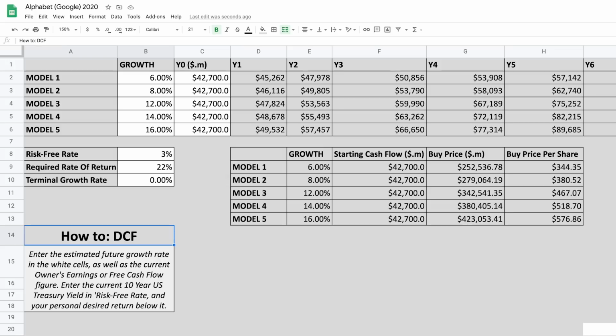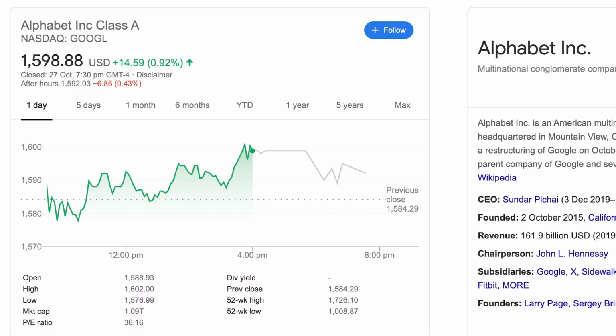So I'm targeting a 22% return. And when I do target a 22% return, you can see that the buy price per share, so the range at which I would be comfortable investing in this company and expect that I can make a 15% or more return, would be somewhere between $340 per share and about $580 per share. Now, the first thing that you'll notice is that that range is way below where the current stock price is.